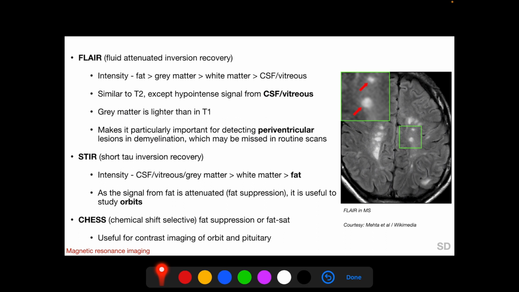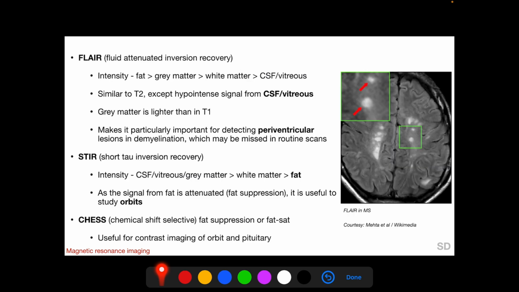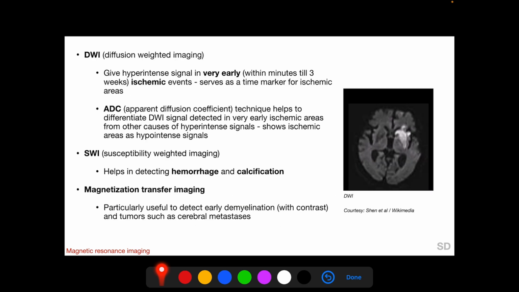Then we have the STIR sequence, which is short tau inversion recovery, in which the fat is suppressed. As the signal from the fat is attenuated, it is useful to study orbits. In the orbits, we know there is orbital fat, and the signal from the orbital fat in a routine T1 sequence is very high. In the STIR sequence, we suppress the signal from the fat so that we have a better contrast for the remaining tissues in the orbit. Then we have something called CHESS, chemical shift selective fat suppression, also called FATSAT, which is useful for contrast imaging of the orbit and pituitary gland.